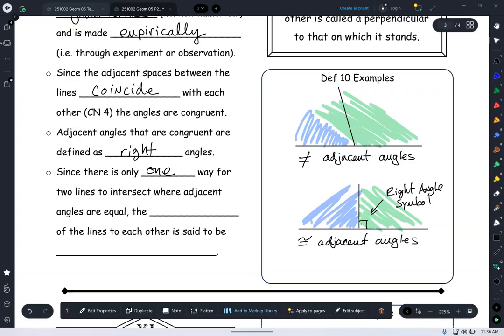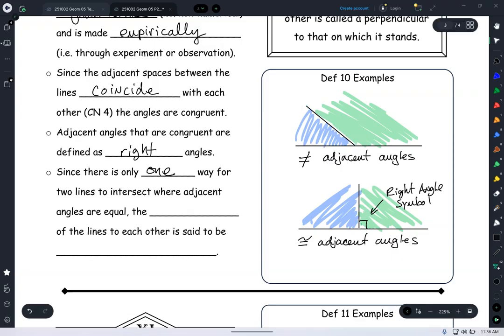Check it out. I could move this line like a gauge all the way around. Those are adjacent angles. Those are adjacent angles. Those are adjacent angles. Those are adjacent angles. There's only one way that I can position this line like that to get equal adjacent angles. See that? So we can have tons of different adjacent angles, but there's only one way we can have equal adjacent angles, okay?